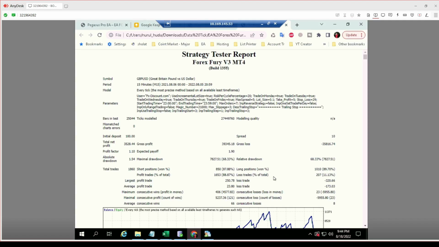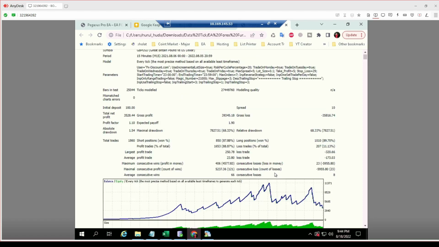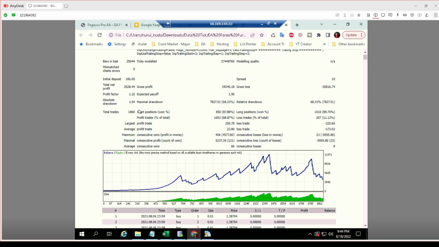This is the result of the transaction Backtest pound sterling to US dollar spread 10. Total net profit $3,528 from the initial capital of $100. Profit factor 1.10. Total traded 1860 transactions. Drawdown 68.33%. The drawdown is big. For details of the transaction, you can also download it at the description link.